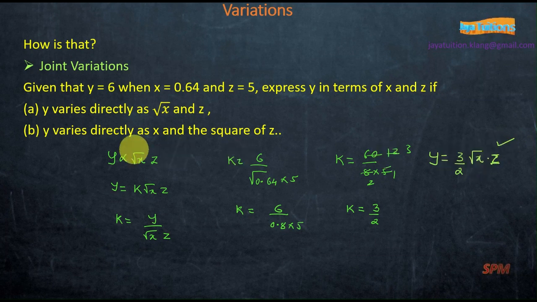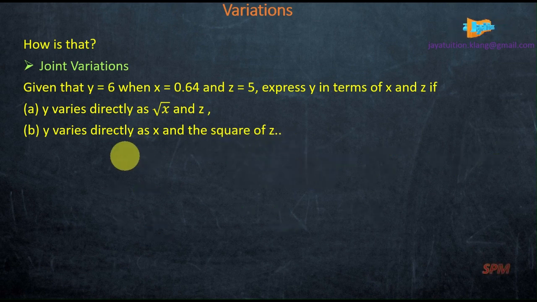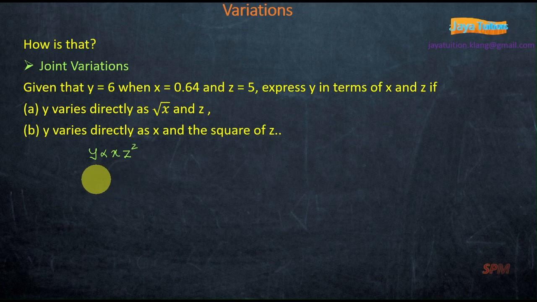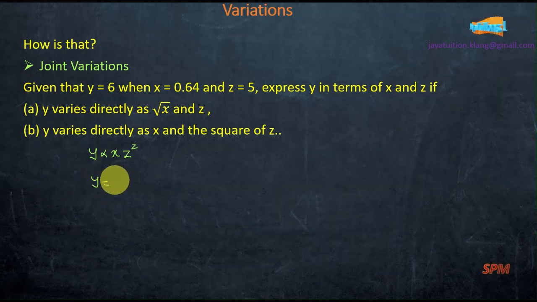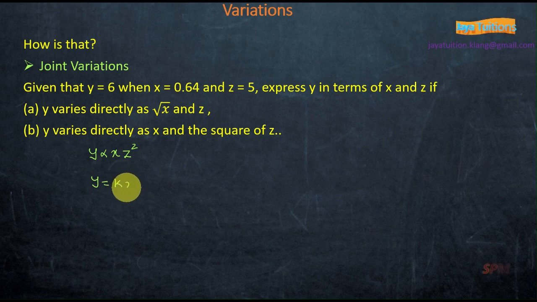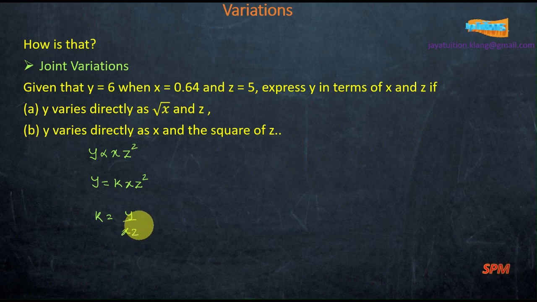Let us now try to do the second part. y varies directly as x and the square of z. So y varies directly as x and z square. Again, in this particular part, y will be equal to some constant k times x z square. Again, find out the value of k. k is equal to y divided by x z square.